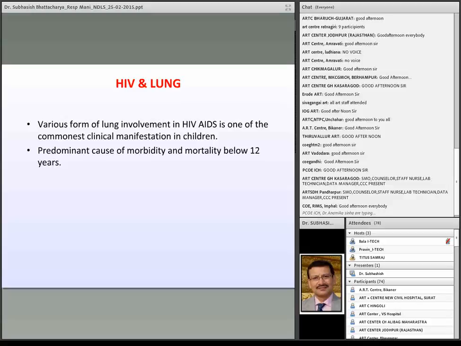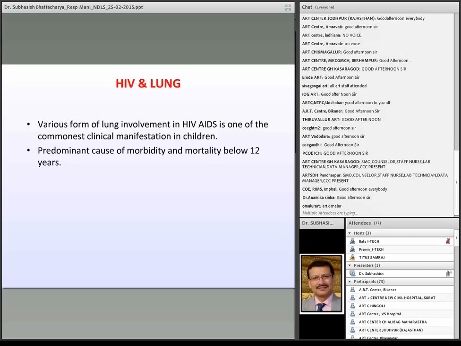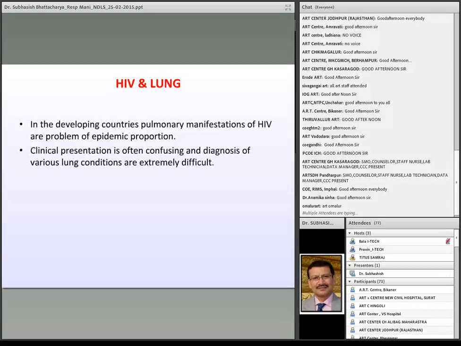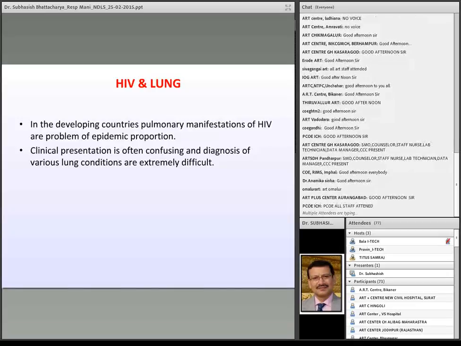To describe pulmonary manifestation, you should know a little about what HIV does to the lung. There are various forms of lung involvement in HIV/AIDS, one of the commonest clinical manifestations in children, and these are the predominant causes of morbidity and mortality below five years of age. In developing countries, pulmonary manifestations of HIV are a problem of epidemic proportion. Clinical presentation is often confusing, and diagnosis of various lung conditions is extremely difficult.